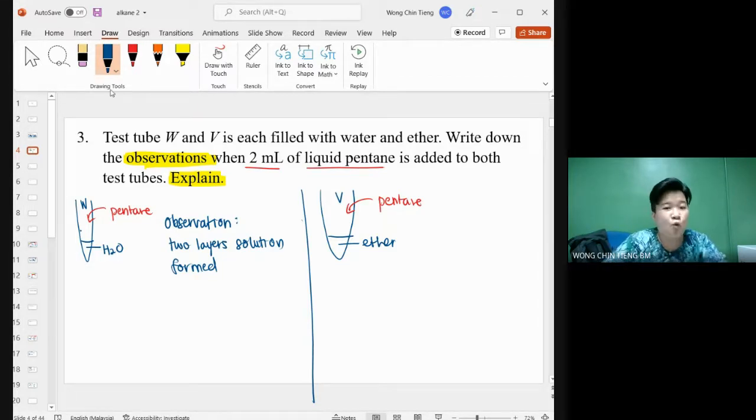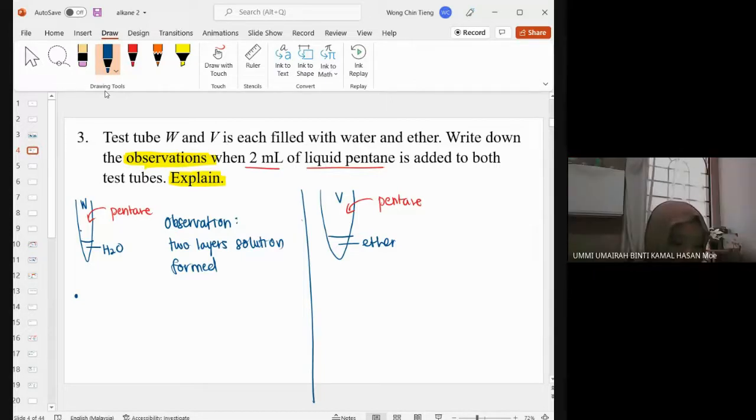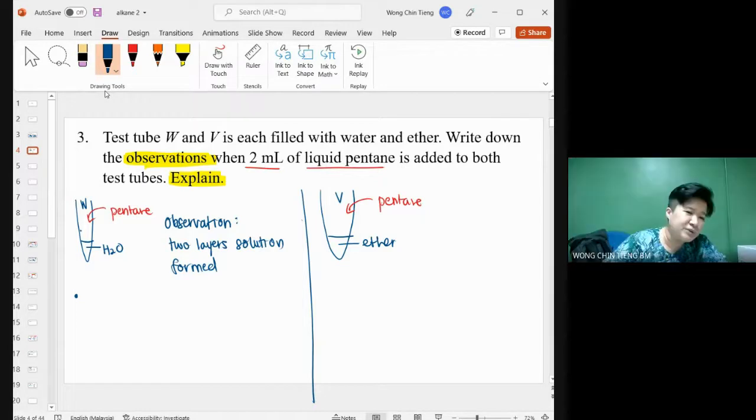Alright. So, observation is 2 layer solution form. Okay. And over here, kita habiskan yang ni dululah. So, next question. Why? I told you already the answer last Monday. Whenever in water and whenever dia tak larut, can I know why? Because unable to form hydrogen bond with water molecule. Umi said because unable, saya repeat ayat Umi ya, because unable to form hydrogen bond with water molecule.